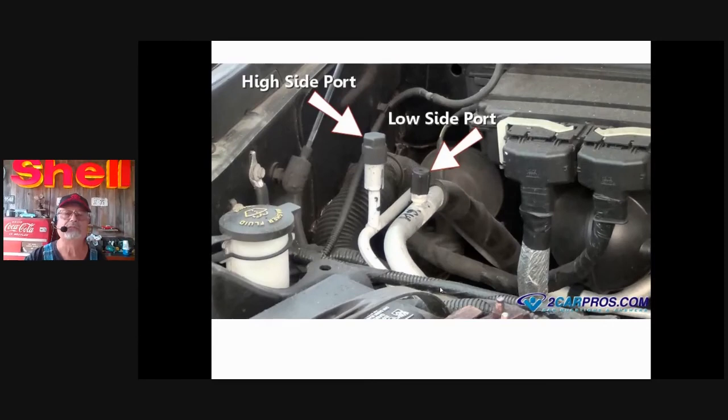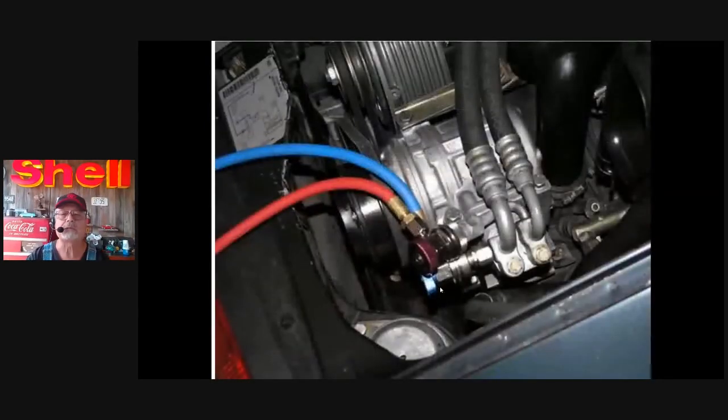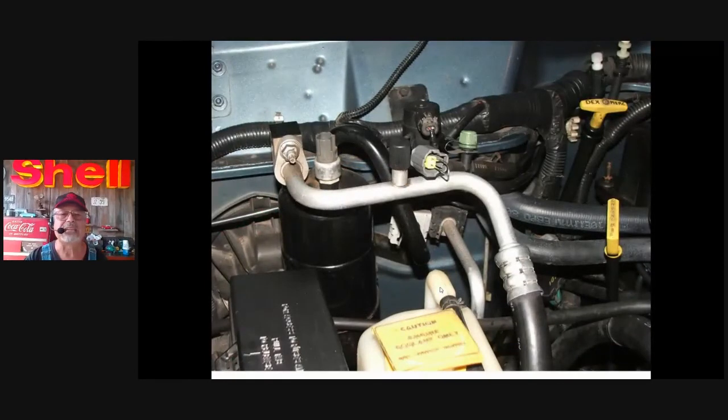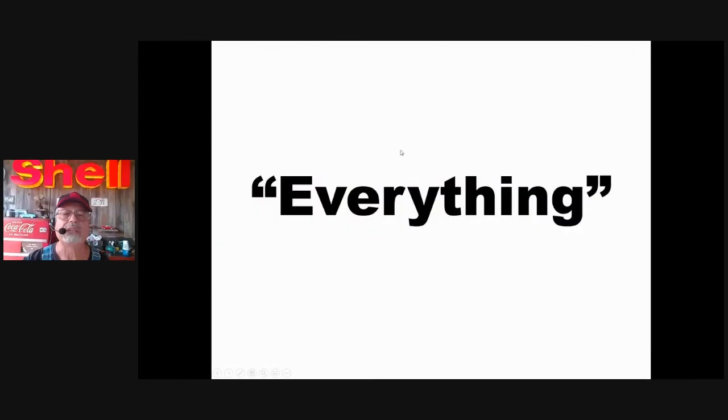The low side service fitting is going to be located, hopefully, somewhere on the suction line. There's a suction line. You see it? It's the bigger of the two pipes. Now, the low side service fitting is not always on the firewall area. Sometimes it's on the compressor and other places. Do you see the low side service fitting right here? You see the low side service fitting? This is where you're going to want to connect. So what are you going to do with this low side service fitting?